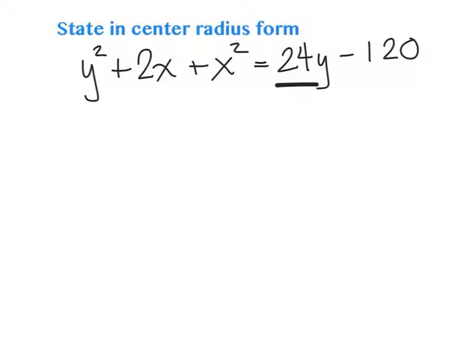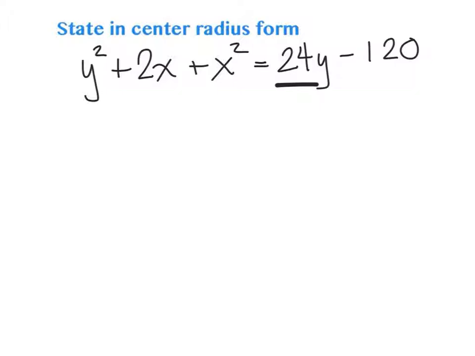When else would you have to use completing the square? Well, you have to do it when you have the equation of a circle. Now how do I know this is a circle? Well, look, I've got not only an x squared, but also a y squared. Okay, so this is not a function, it's a circle, it does not pass the vertical line test.